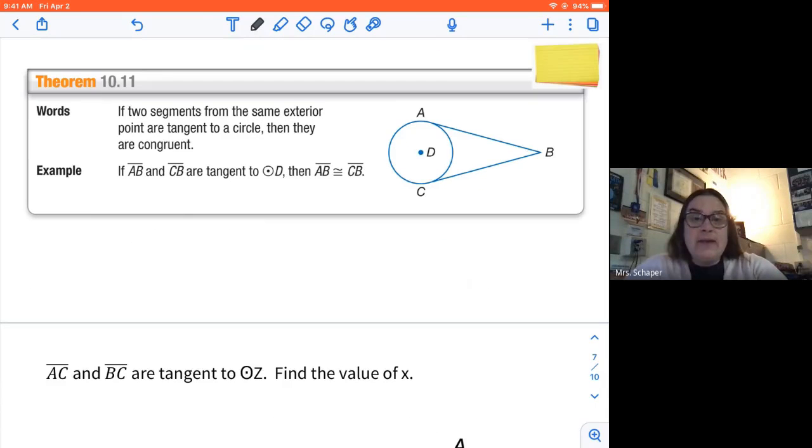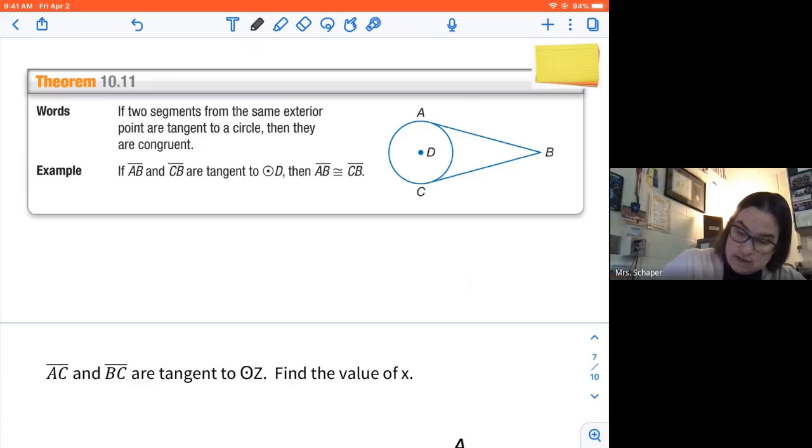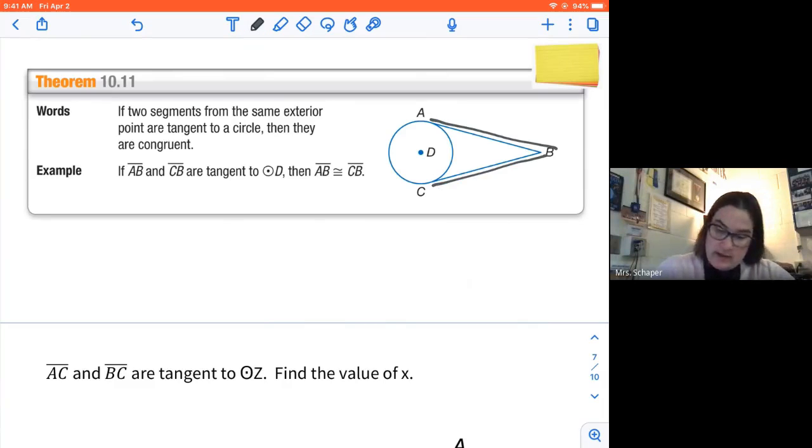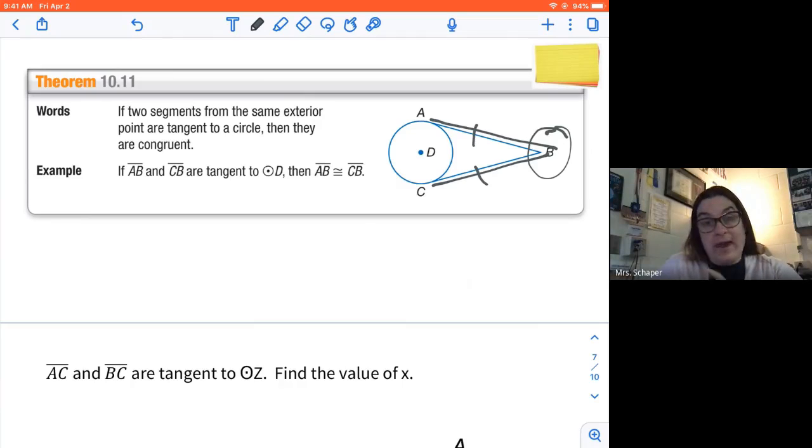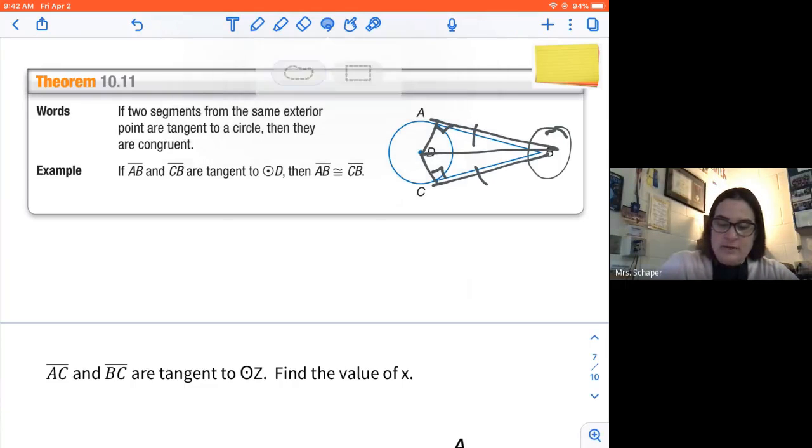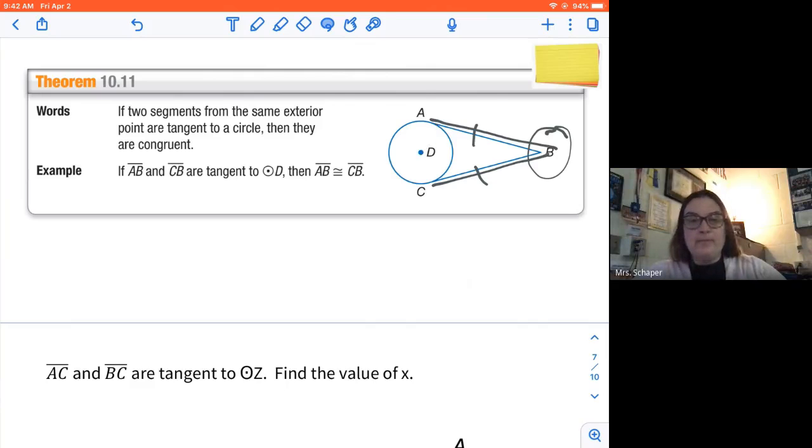All right, if two segments from the same exterior point are tangent to a circle, then they are congruent. So what we're saying is if these two tangents right here meet at B, they are now also going to be congruent, if and only if they're tangent, though. We have to make sure that this angle right here, in each case, is a right angle. Oh my goodness, look at that. I just created two triangles. How is that going to be used? Something to think about.